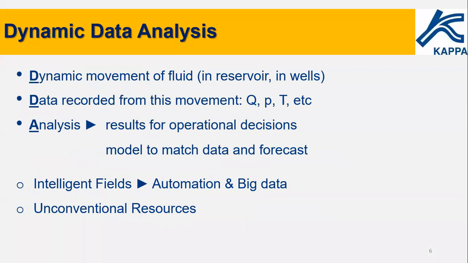So, as I mentioned, what is dynamic data analysis? The dynamic movement of fluid, either in the reservoir or in the wells, is known as the dynamic movement of the fluid. Whenever a fluid is injected or produced from the reservoir, it causes a diffusion process. The diffusion produces changes in pressure and temperature data. Now, this changed pressure and temperature data is recorded in various places. When we combine this data with the production data or the injection rates, the end result we get is what we call dynamic data. So is it clear till here?